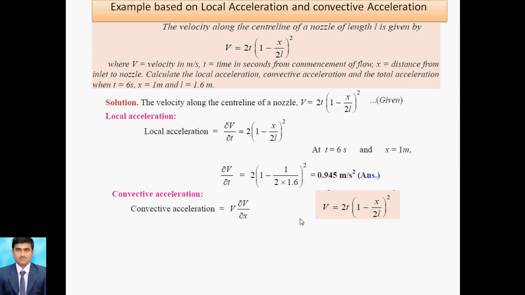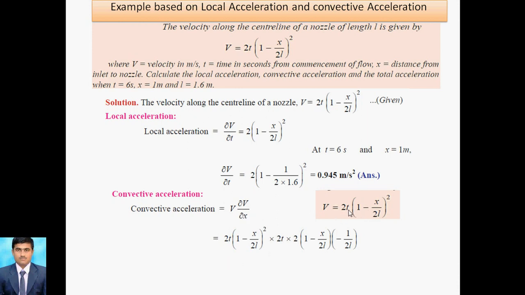So this is the v value. Instead of v, we can write 2t (1 − x/2L)², times ∂v/∂x. ∂v/∂x means what? We differentiate this with respect to x. So 2t is constant, and x is in the bracket, so the 2 comes in front and 2t stays as it is. This v is taken from the v value, and now we differentiate this with respect to x.